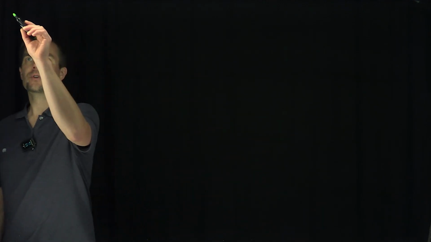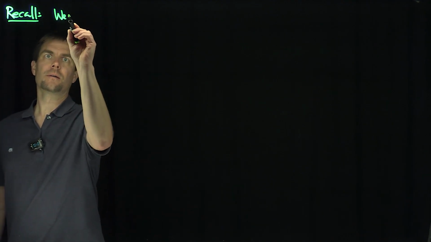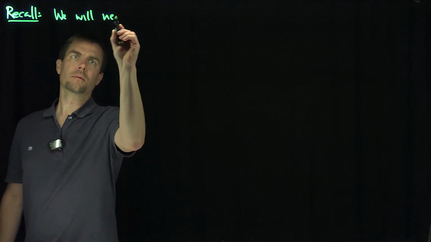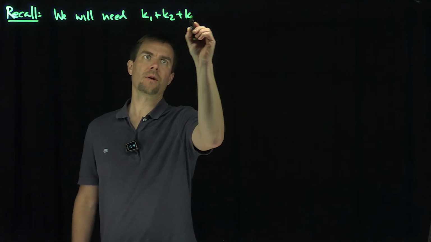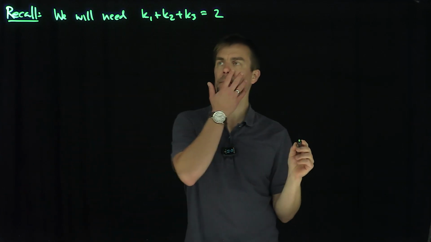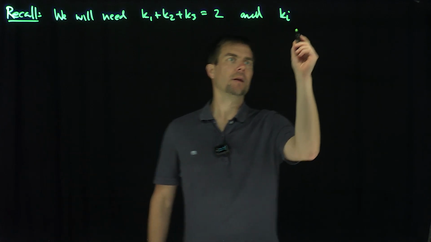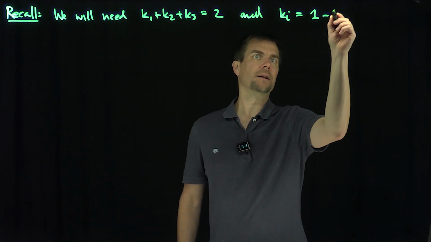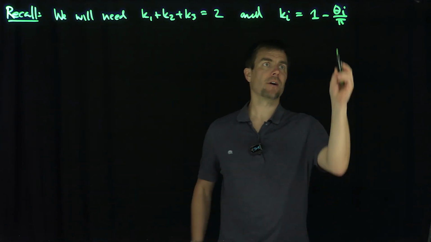Hello students, in this video we'll find the Schwarz Christoffel transformation from the upper half space onto an isosceles right triangle. So let's recall, we need three points, k1 plus k2 plus k3 to be equal to 2. Those are the exponents. And we know that ki is equal to 1 minus theta i over pi, right? So let's figure out what these ki values have to be.